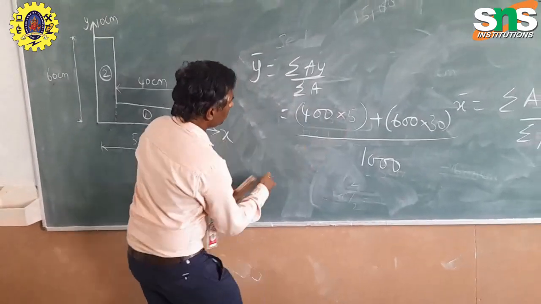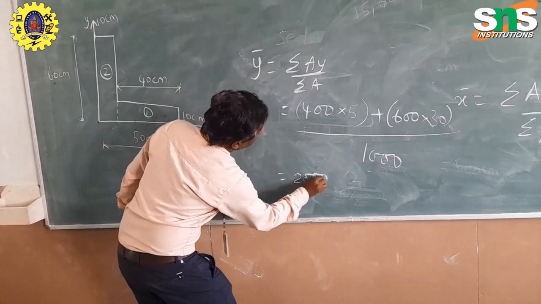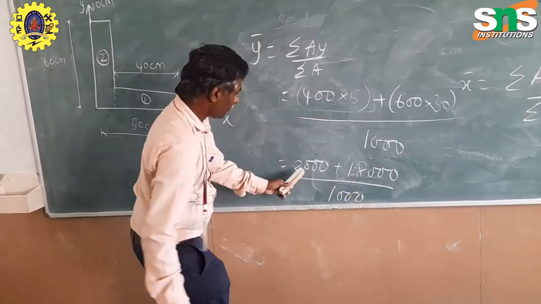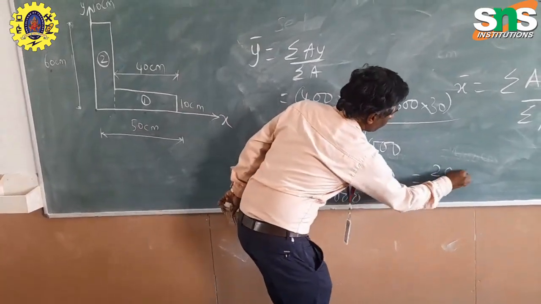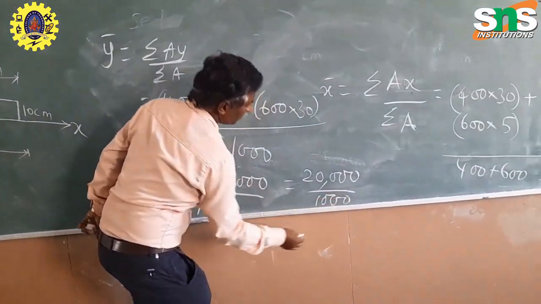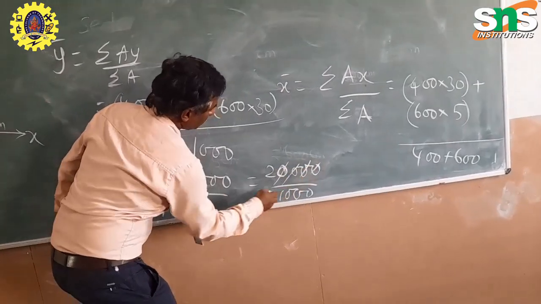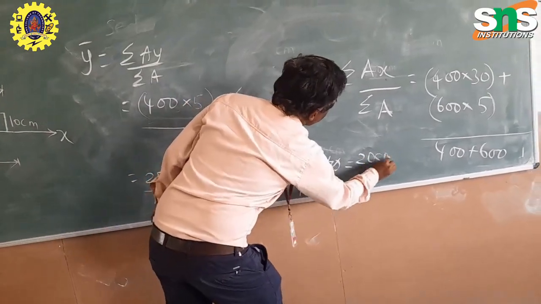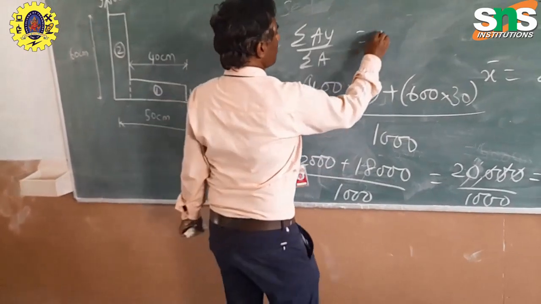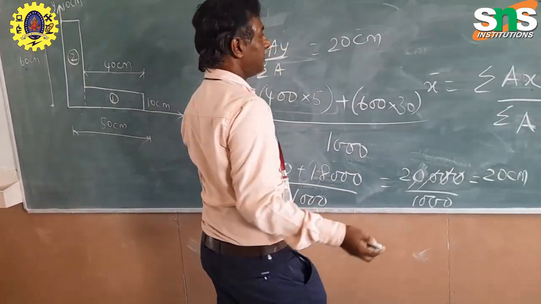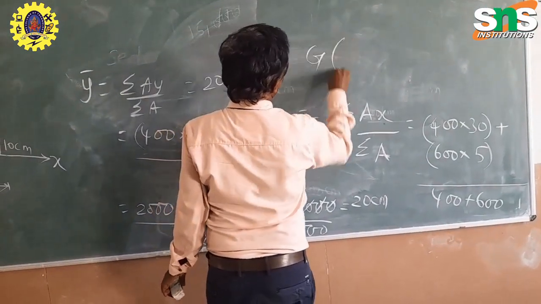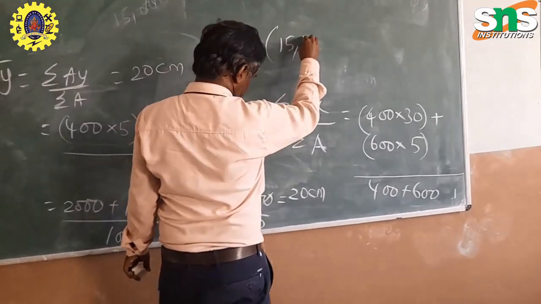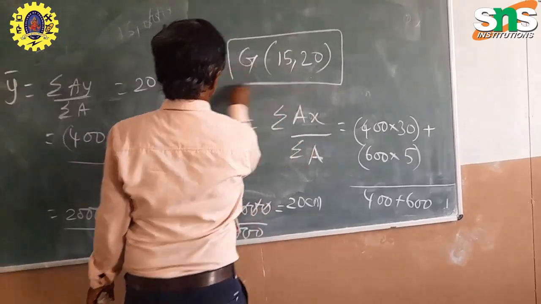So 400 into 5 is 2000 plus this is 18,000, divided by 1000. So this is 20,000 divided by 1000. So finally 20 is the answer. So y bar equal to 20 centimeter. The answer for this question, centroid is equal to x bar, y bar. X bar equal to 15 centimeter, y bar equal to 20 centimeter. This is the answer.